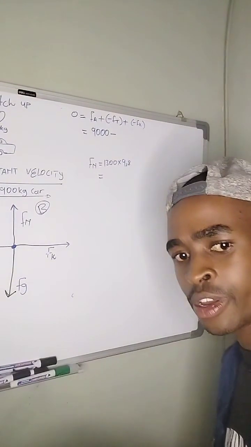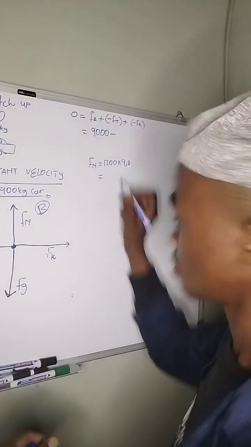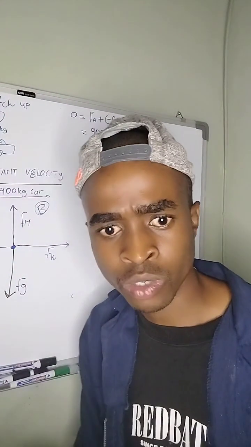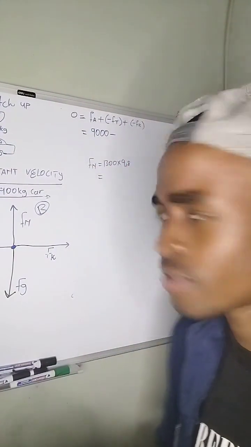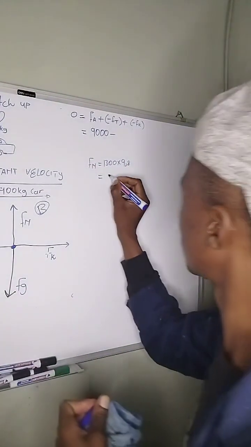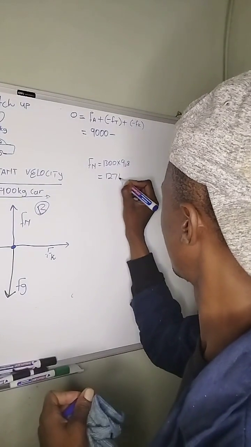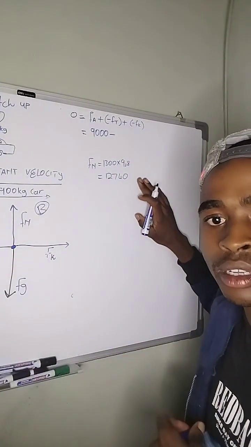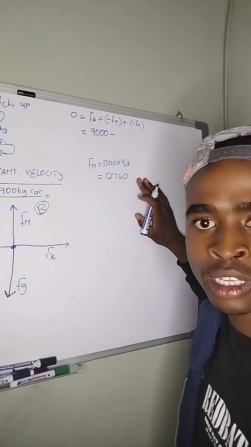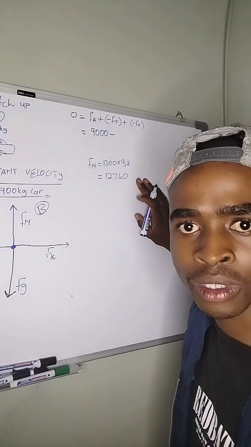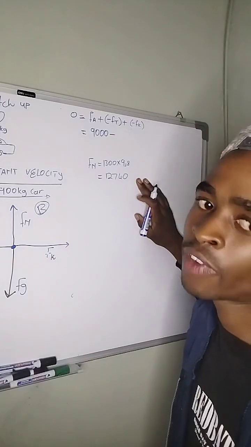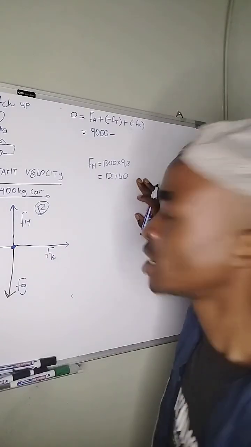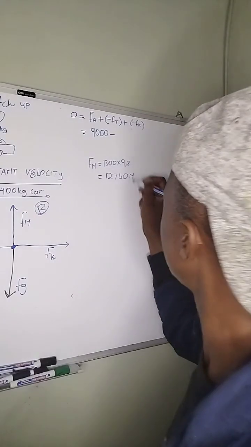So Fn is going to be, what is the value, guys? 12,740. Is this correct? Is this the correct value? Thank you very much. So this is going to be in newtons.